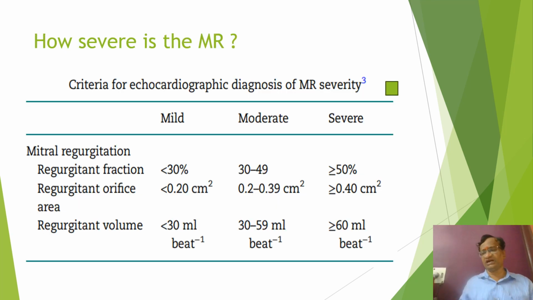How severe is our MR now? Now we know there is an MR. If the regurgitant fraction is less than 30% or more than 50%, if the regurgitant orifice is only 0.2 or it is more than 0.4, if the regurgitant volume is 20 ml per beat only, or 60 ml per beat goes. So regurgitant fraction is 30%. Regurgitant orifice is less than 0.2 and regurgitant volume per beat is less than 30 ml. Then we say all these things are mild MR.